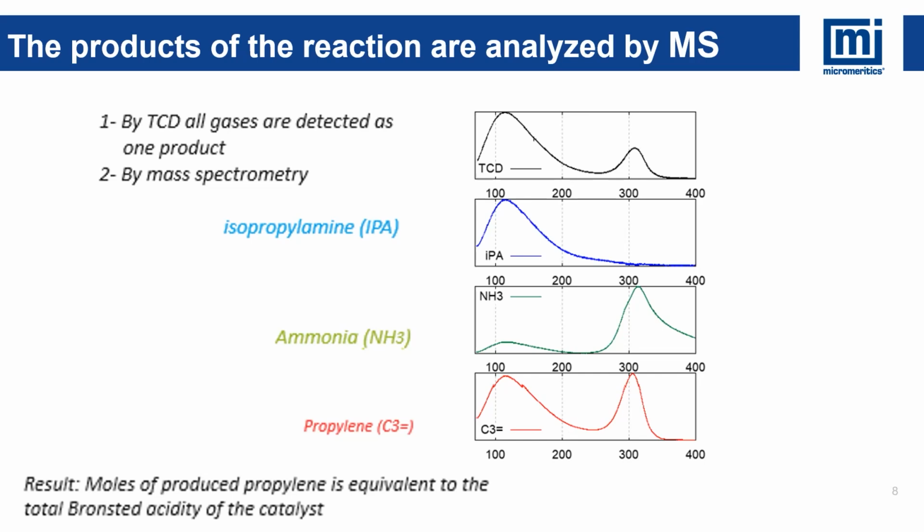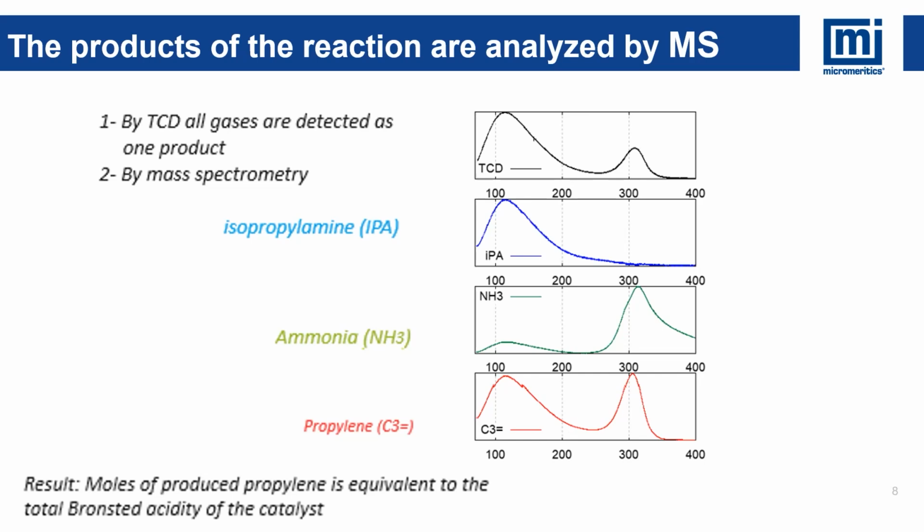But in our case, we are interested in the formation of propylene. So we can very easily calibrate the mass spectrometer with propylene by injecting a known amount of propylene, and therefore we can quantify the amount of propylene. And 1 mole of propylene formed corresponds to 1 mole of Brønsted acid sites on our catalyst. So it's a very easy task, but it's very nice. We can calculate the Brønsted acid sites on the mesoporous solid.